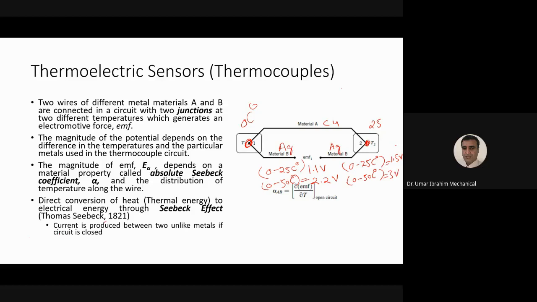So what I'm trying to say here is that the output voltage of a thermocouple is not only a function of temperature values at the two junctions, but also a function of the material from which the thermocouple is constructed. Clear so far, students? Okay? Any question on what a thermocouple is and how it is made? इसमें कोई question है students?